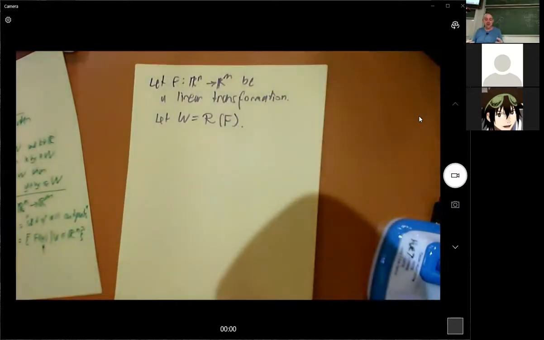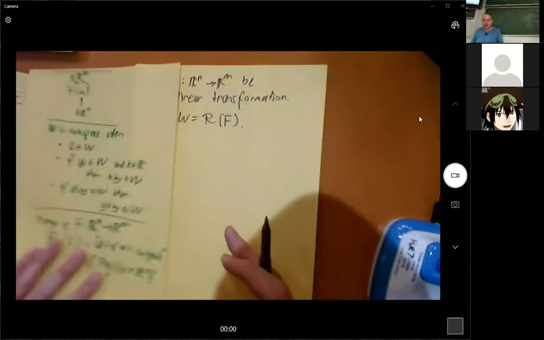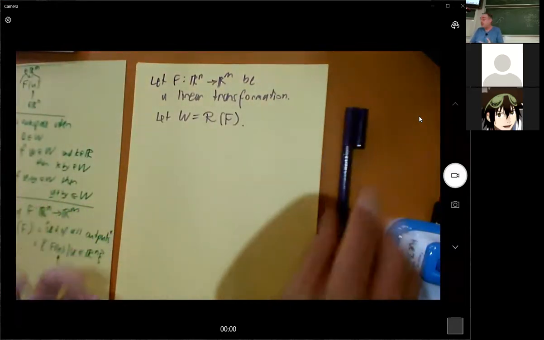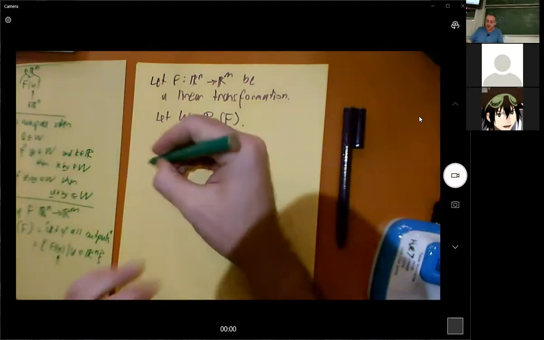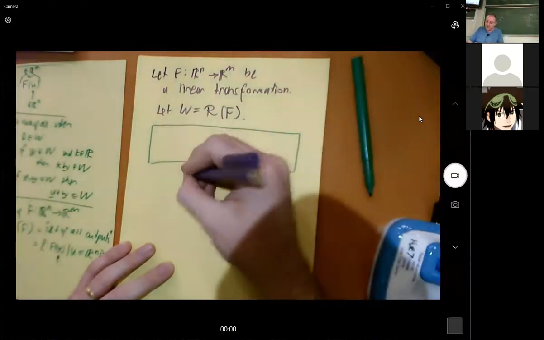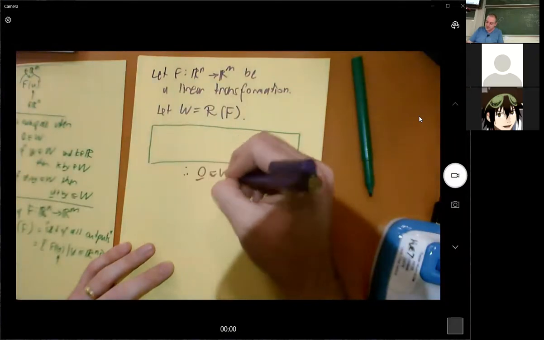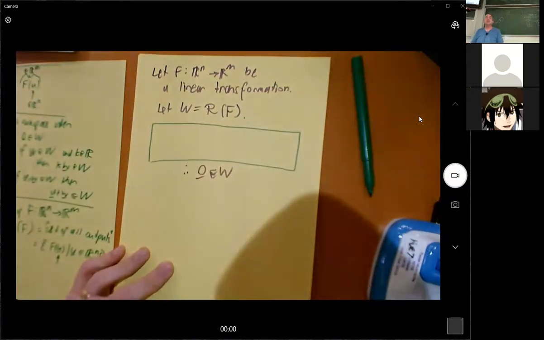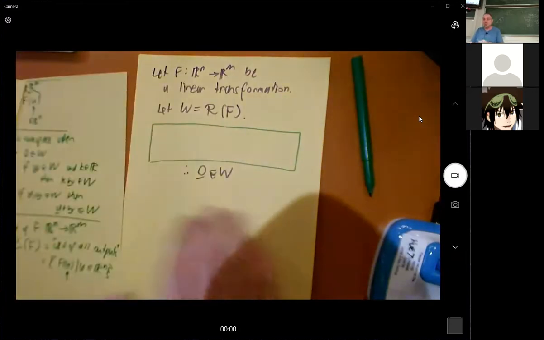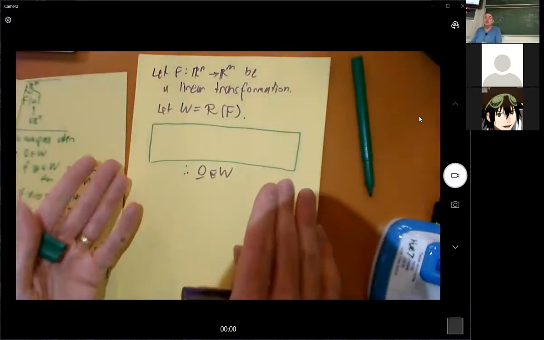Okay, so we're going to have 3 parts to this proof. There's going to have to be some sort of reasoning, and at the end of that, I have to conclude that the 0 vector is in W. There's no if here, so I don't start with any assumptions. I just have to say something.